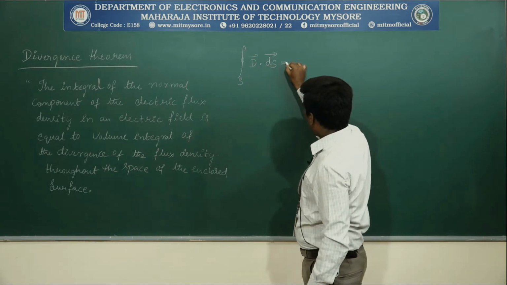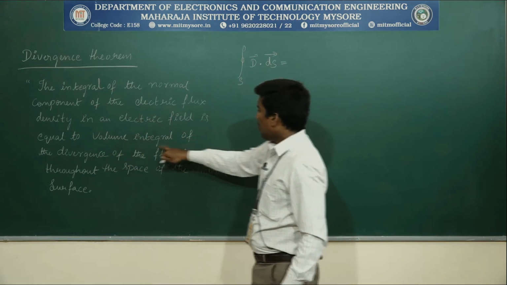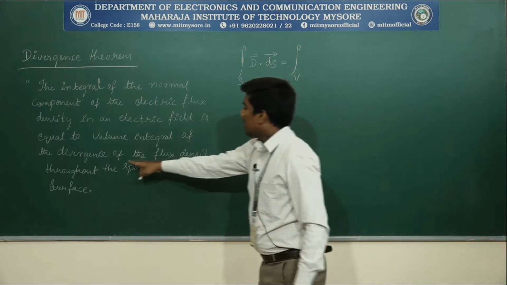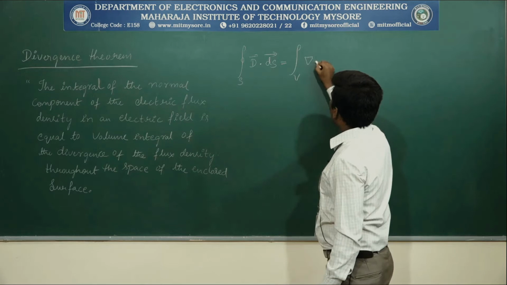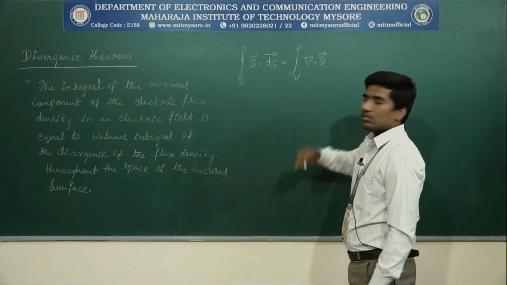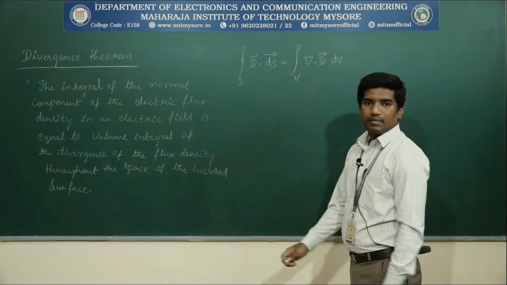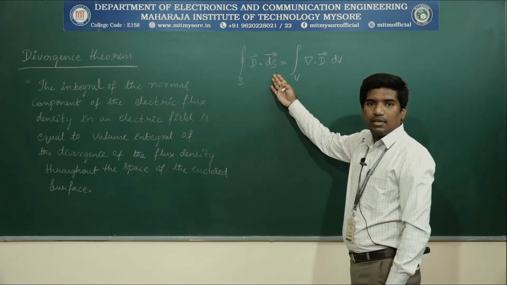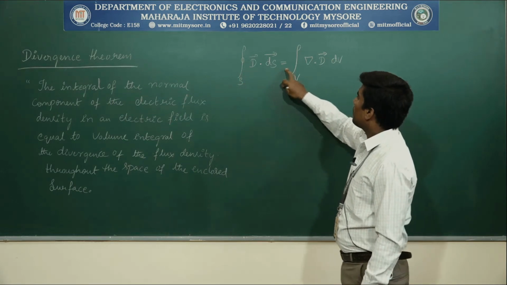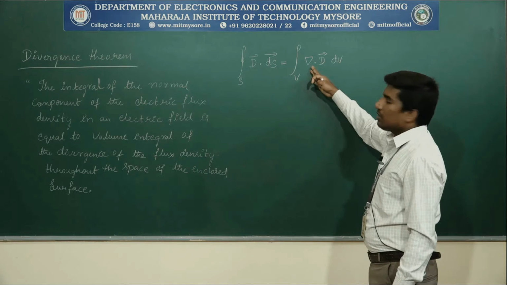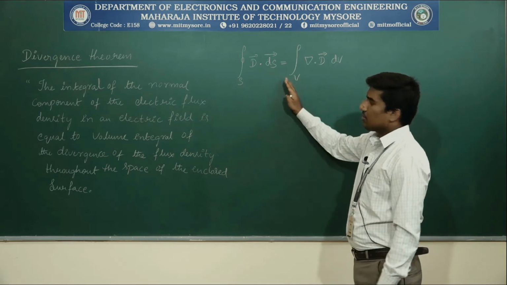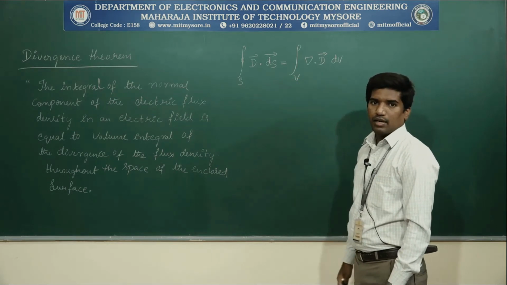This is equal to the volume integral of the divergence of the flux density throughout the space of the enclosed surface. This can be represented in mathematical form and is called the divergence theorem. The surface integral of D dot ds is equal to the volume integral of the divergence of D into dv. We need to prove this. How has this come about? Okay, so let me prove this.